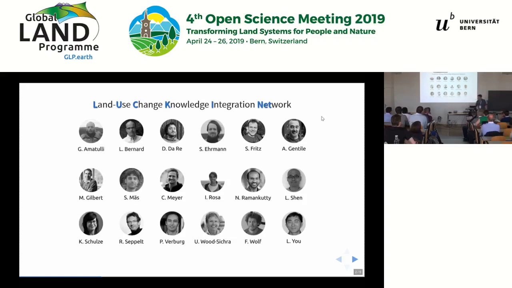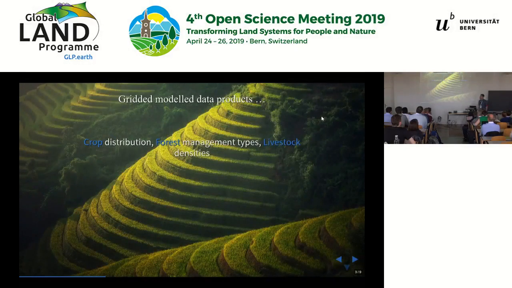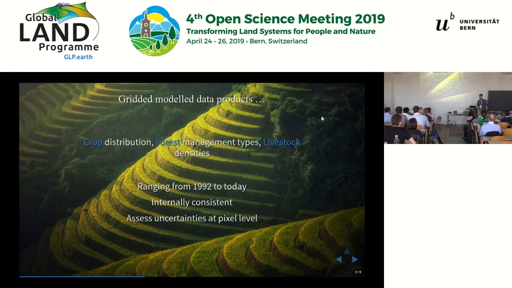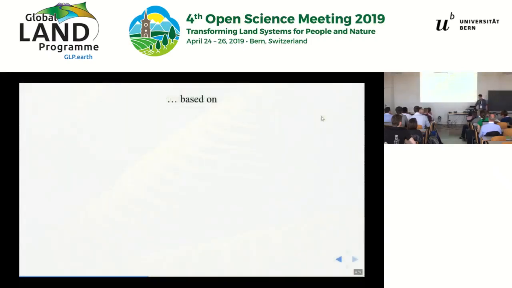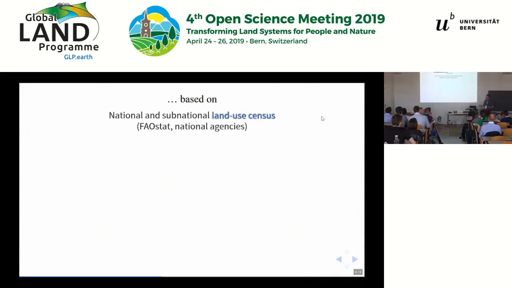So based on the efforts of some of our members, we are basically building gridded model data products of the crop distribution, forest management types, and livestock densities. Those are supposed to be time series ranging from 1992 to today. Since we model them all together in one framework, they're going to be internally consistent, and we assess uncertainties at pixel levels. We put great effort into collecting national and subnational land use census data, basically to avoid garbage in, garbage out problems. And we are also about to collect in situ records of land use.